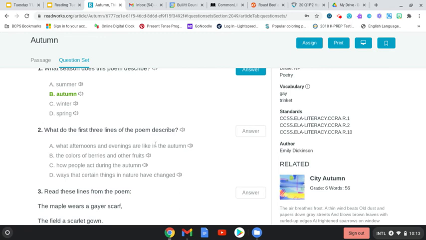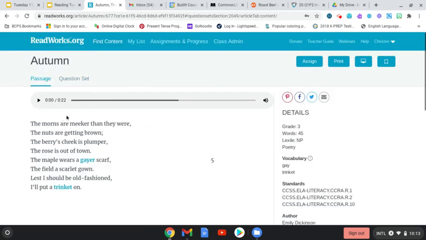What do the first three lines of the poem describe? Let's go back to the first three lines. The morns are meeker than they were. The nuts are getting brown. The berry's cheek is plumper. So this is describing that the mornings are a little bit more quiet. The nuts are changing colors and the berries are getting plumper, which means they're getting bigger.